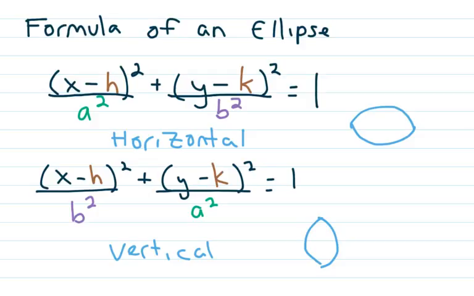Wait a second. The horizontal one is the A, and then B, and then the vertical is the B and then A. B and A, yeah. Okay, guys, think about this for a second. And the B is minor.